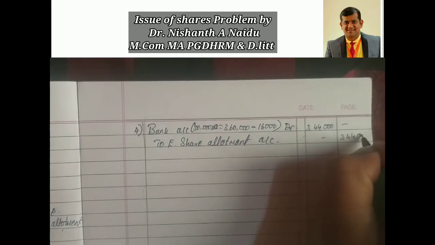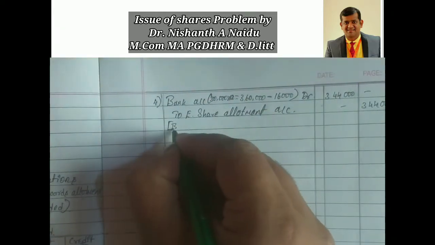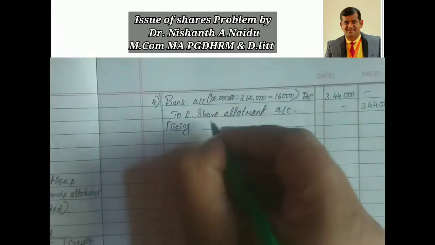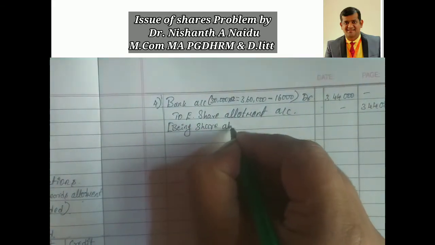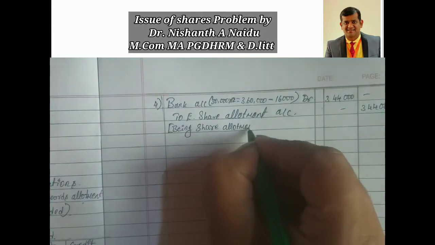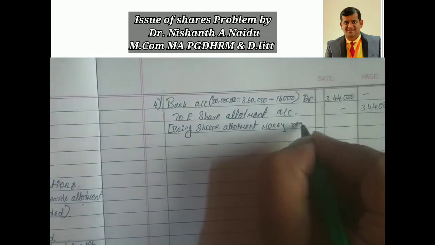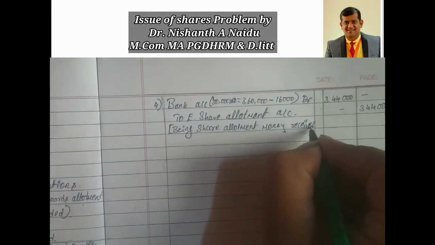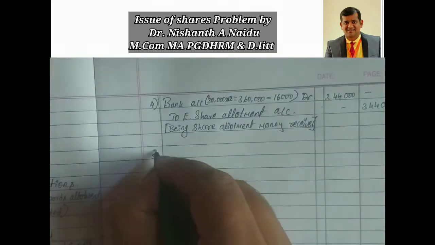3,44,000 is the amount which I am receiving. So write the narration: being equity share allotment money received. So this is the fourth entry I am done with.